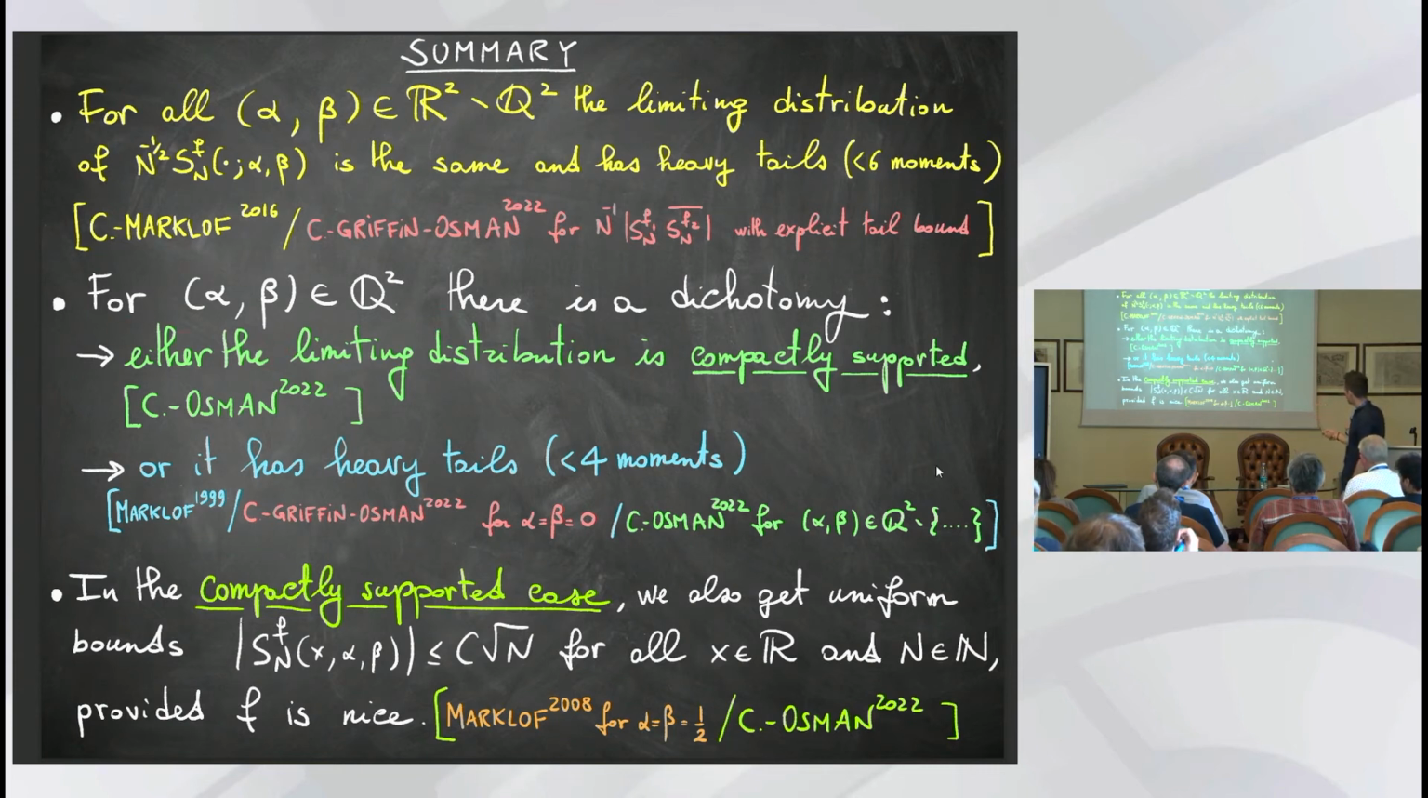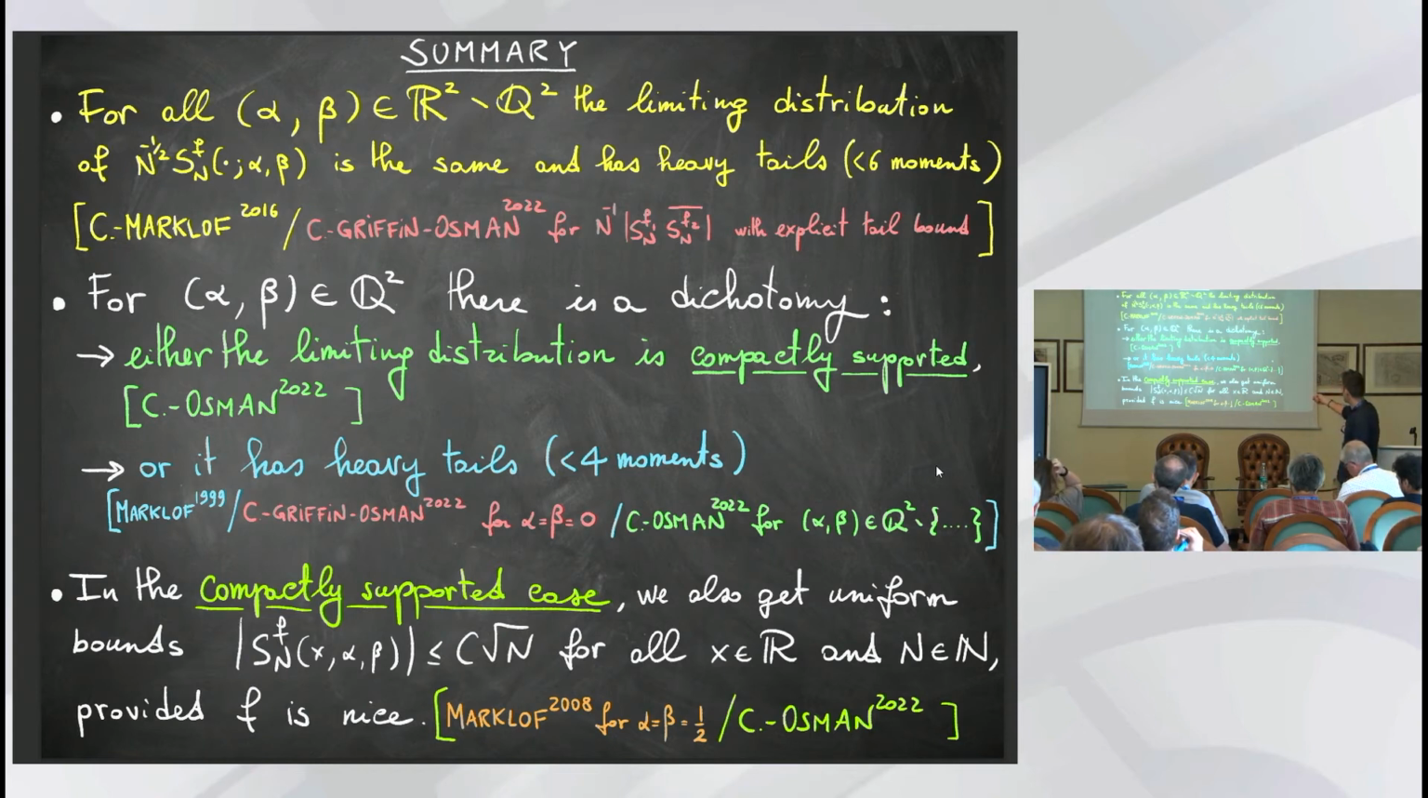So in the rational pairs, there is a stark dichotomy. Either, for example, if you take alpha and beta both equal to 0, and that was done in an older paper by Jens Marklof in 1999, then you still get a limiting distribution that has heavy tails, but the tails are heavier. So now you have up to 4 moments, but not 4 moments.